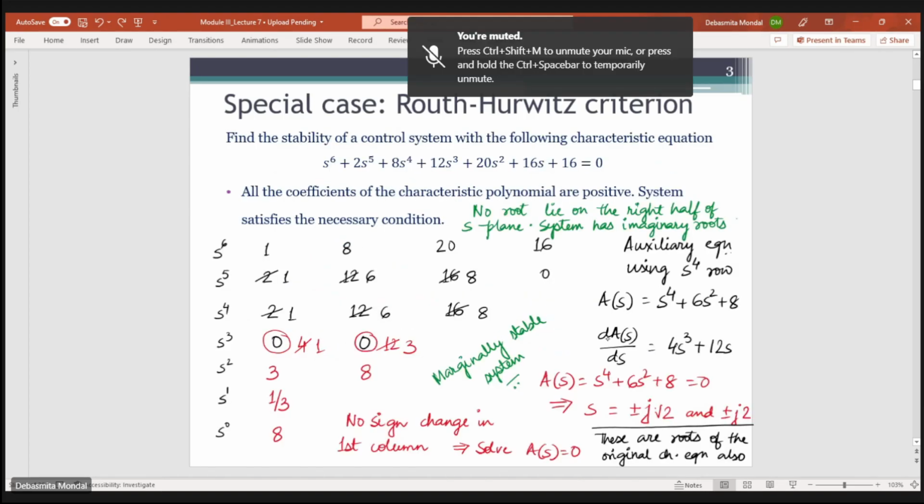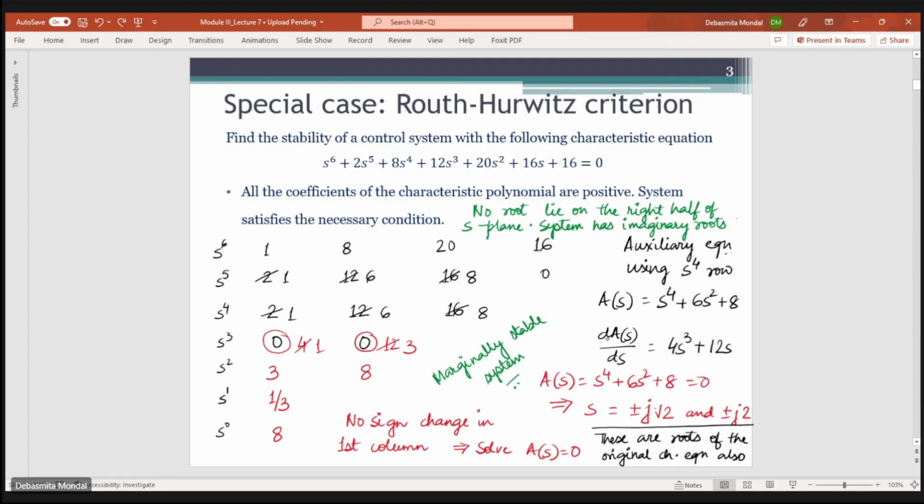Okay. So now let's try to find out. Let's say you have been given a characteristic equation which looks like this. In this equation, first of all you need to check whether the necessary condition is satisfied or not. Here you see that all the coefficients of the S terms are positive, so they are real positive. That means the necessary condition is satisfied.